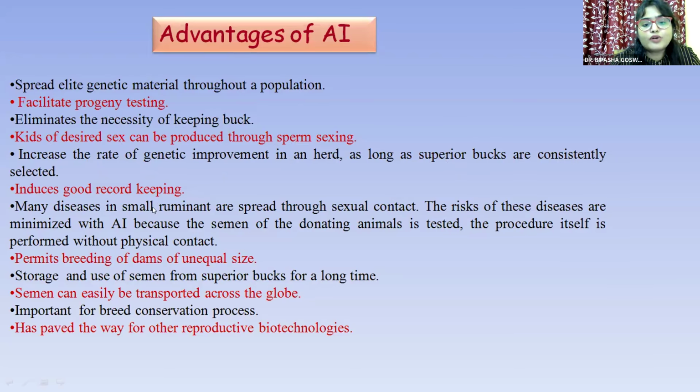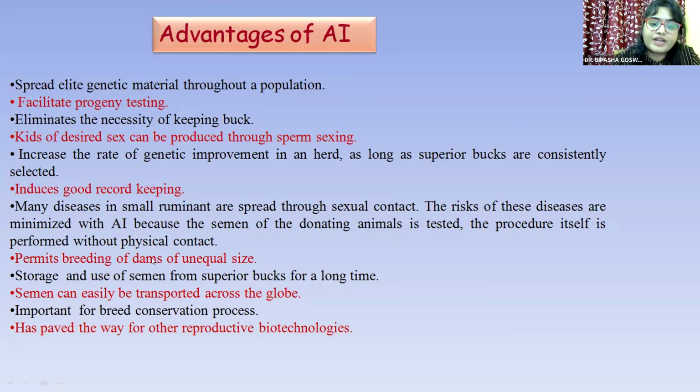Many diseases in small ruminants are spread through sexual contact. We know different types of disease like brucellosis, Trichomonas fetus, and different types of protozoal disease are also transmitted through sexual coitus. The risk of these diseases is minimized with AI because the semen of the donating animal is tested and the procedure itself is performed without physical contact.